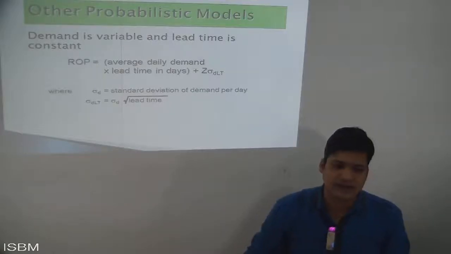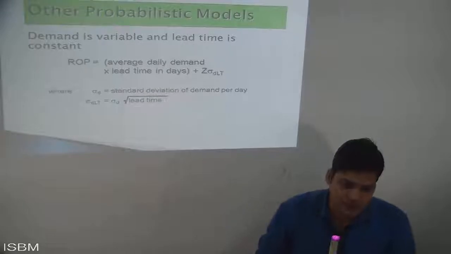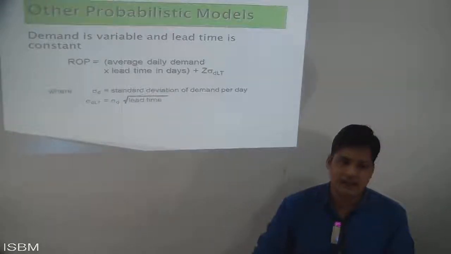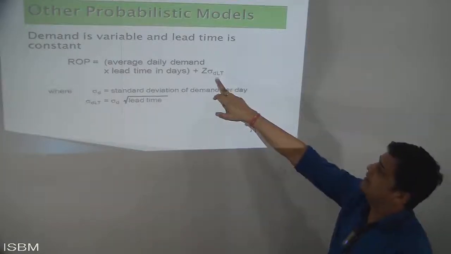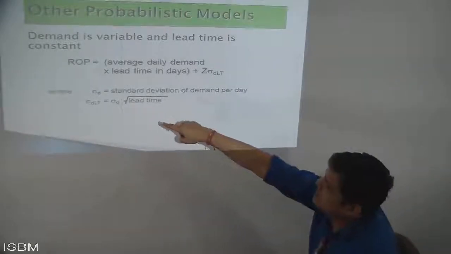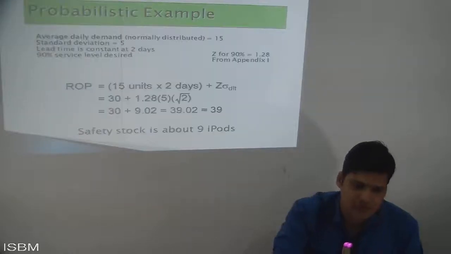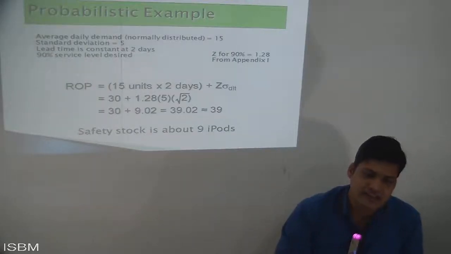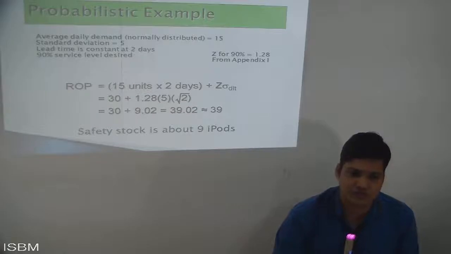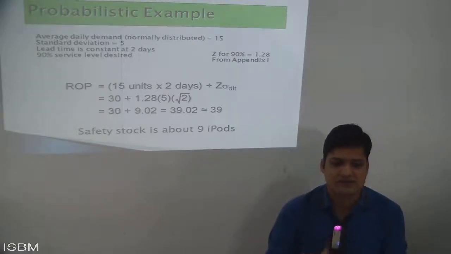Demand is variable and lead time is constant. ROP, the reorder point, is average daily demand times lead time in days plus Z sigma DLT, in other words, the lead time demand. Probabilistic example: average daily demand is normally distributed at 15, standard deviation 5, lead time is constant at 2 days, and 90% service level is desired.